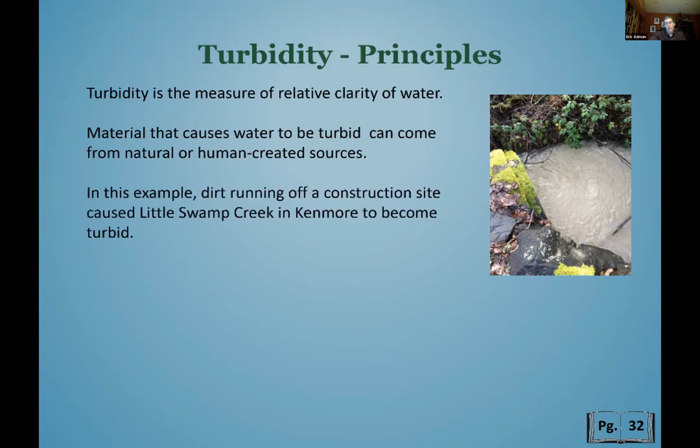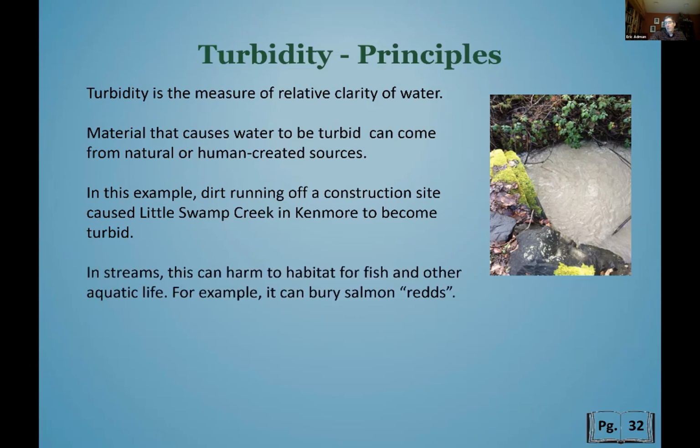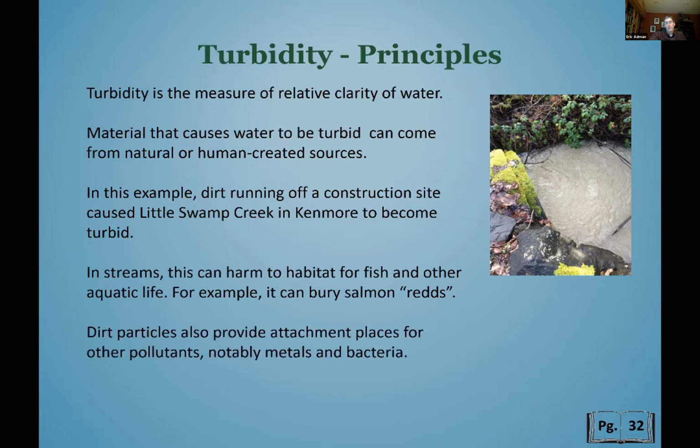This photograph is an example of the stream that I live on, called Little Swamp Creek, where we saw very high turbidity and traced it upstream to a construction site. Some of the issues with turbidity are that it can cause direct harm to fish and other aquatic life, and it can also bury the gravel beds, the redds that salmon need. And another aspect of turbidity is that the dirt particles traveling in the water provide attachment points for other pollutants, including heavy metals and bacteria.